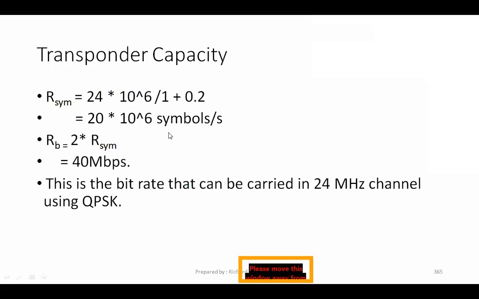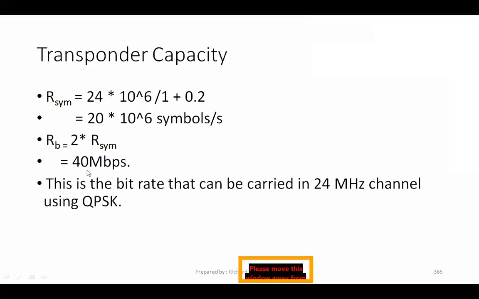So I'll be getting about 20. So my R symbol is going to be about 20. Now RB is equal to 2 into whatever symbol rate that you have received, twice. So this is going to be about 40 Mbps. So this is how you calculate the speed of your bit rate. This is the bit rate that can be carried in a 24 megahertz channel using QPSK.